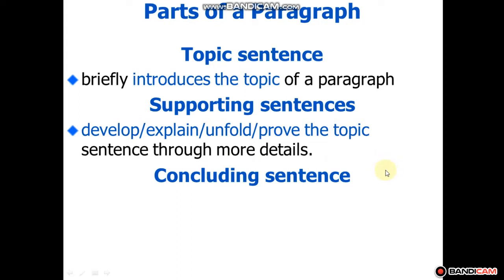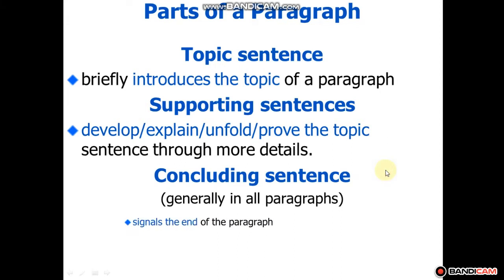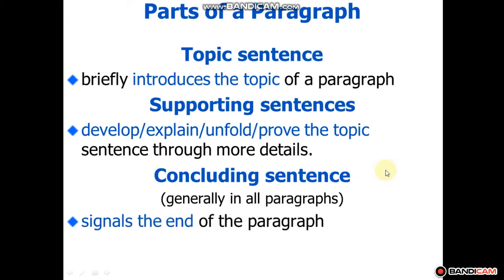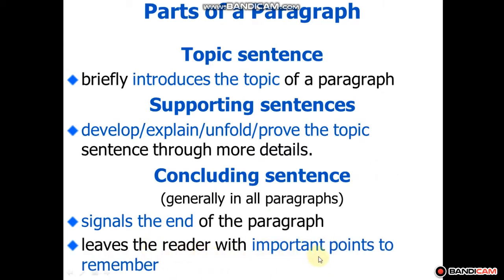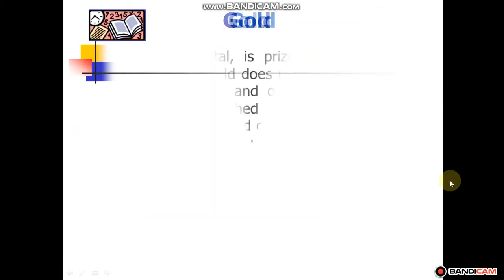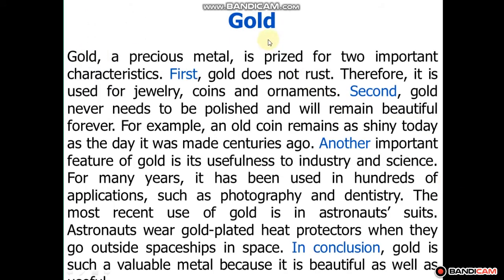Then lastly, we have the concluding sentence. It's not always there. Sometimes it's not required at all. Generally, it gives a finishing touch to a paragraph or signals the end of the paragraph, and leaves the reader with important points to remember. So you carry away something to remember, having read the whole paragraph. Clear?